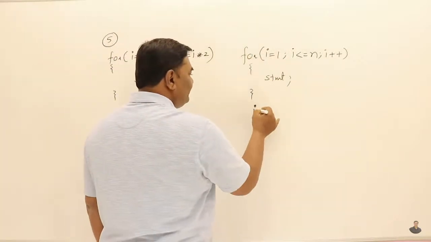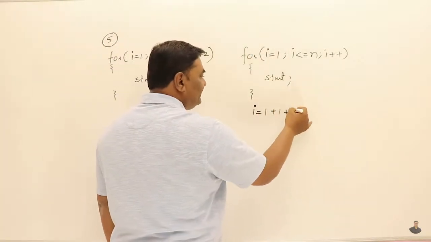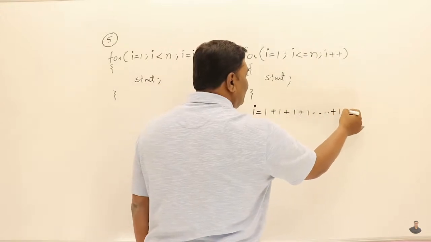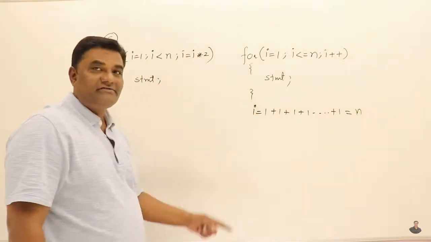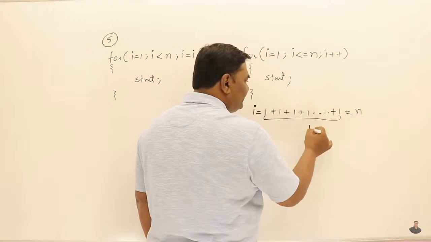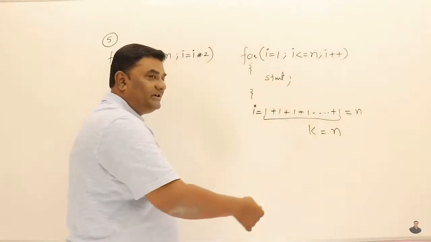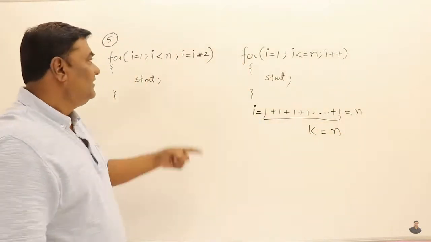See here, i is initially 1 and it is incrementing by 1, plus 1, then plus 1, then plus 1, and it goes on, and it will stop when finally it becomes greater than n, so up to n. So how many times is it getting added? Let's say k times, and that is equal to n. So what is that k? It's equal to n.